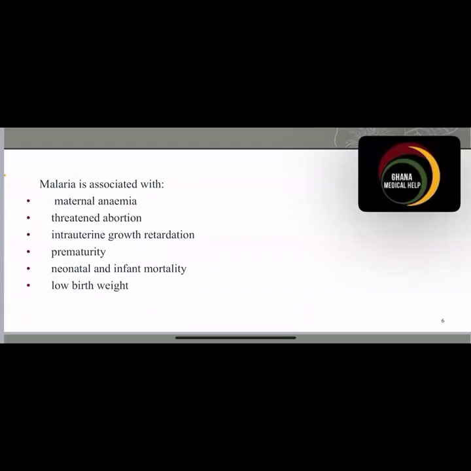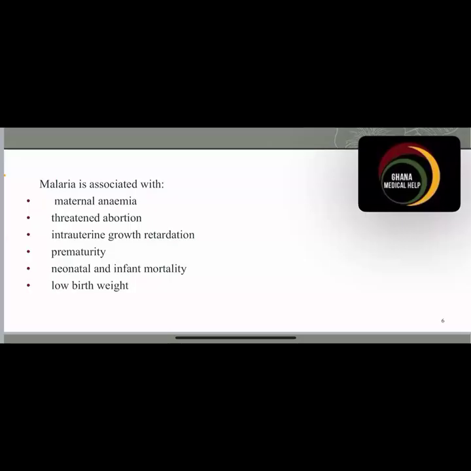Why are we talking about malaria in pregnancy today? It can be associated with maternal anemia already, especially as we know in our districts here. Maternal anemia is actually a problem, especially at 36 weeks. Then you now have malaria complicating this.